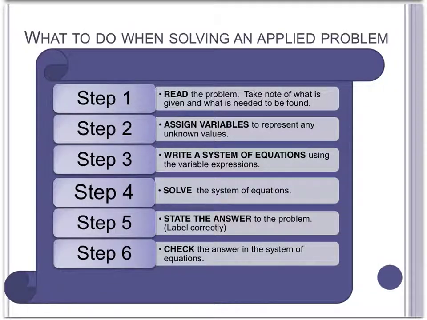First, when solving applied problems, there are steps that are helpful in doing so. For step 1, you want to read the problem and take note of what is given and what may be needed to be found. Step 2, you need to assign variables to represent any unknown values in the problem. After that, write a system of equations using the variable expressions. Once you have the system, solve the system of equations and state the answer to the problem, making sure you label it correctly. The last step is to check the answer in the system of equations to make sure your solution is correct.